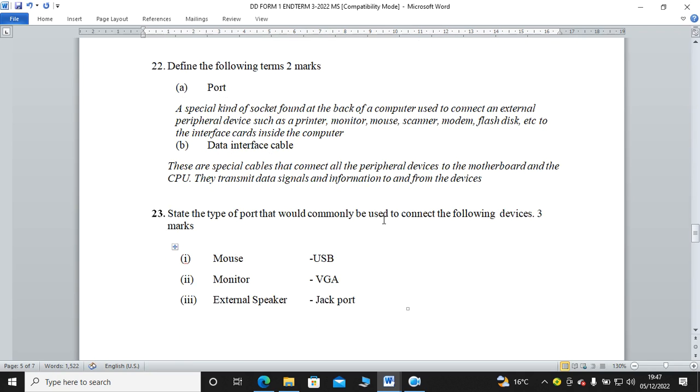Then we have define a port. Define a port. If you go at the back of your computer, there are very many ports or slots where you can insert various gadgets. So a port is a kind of a socket found at the back of the computer used to connect an external peripheral device such as a printer, a monitor, mouse, and so on.